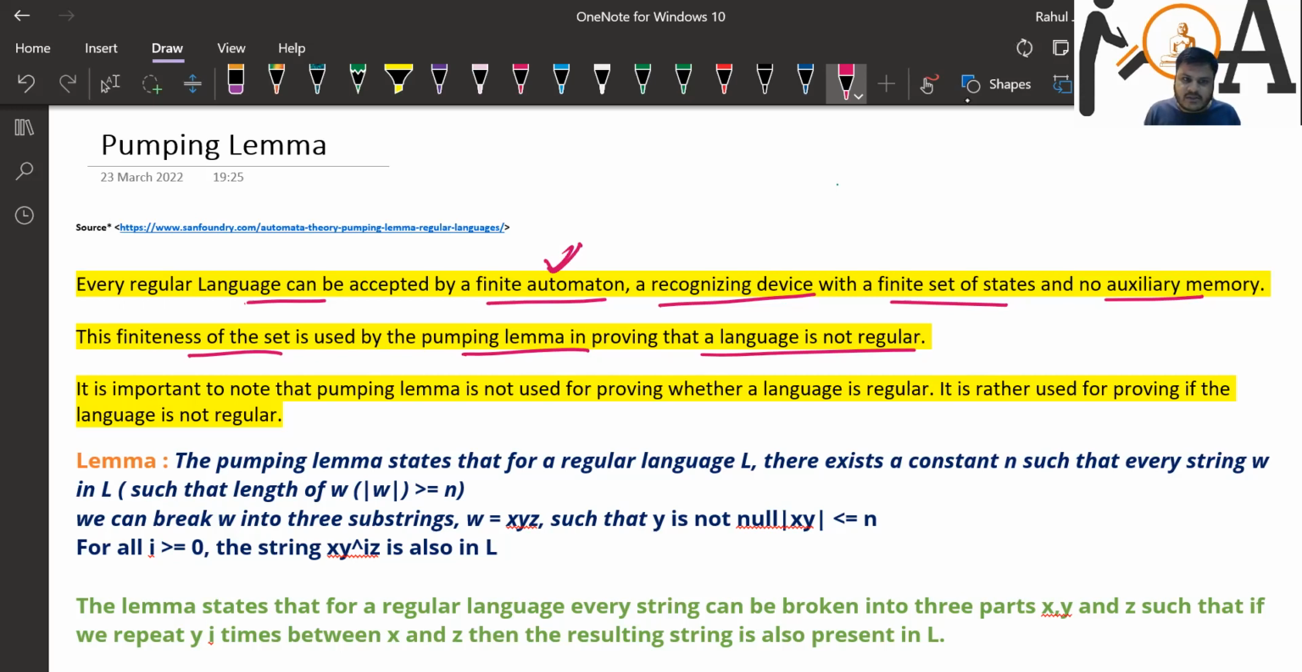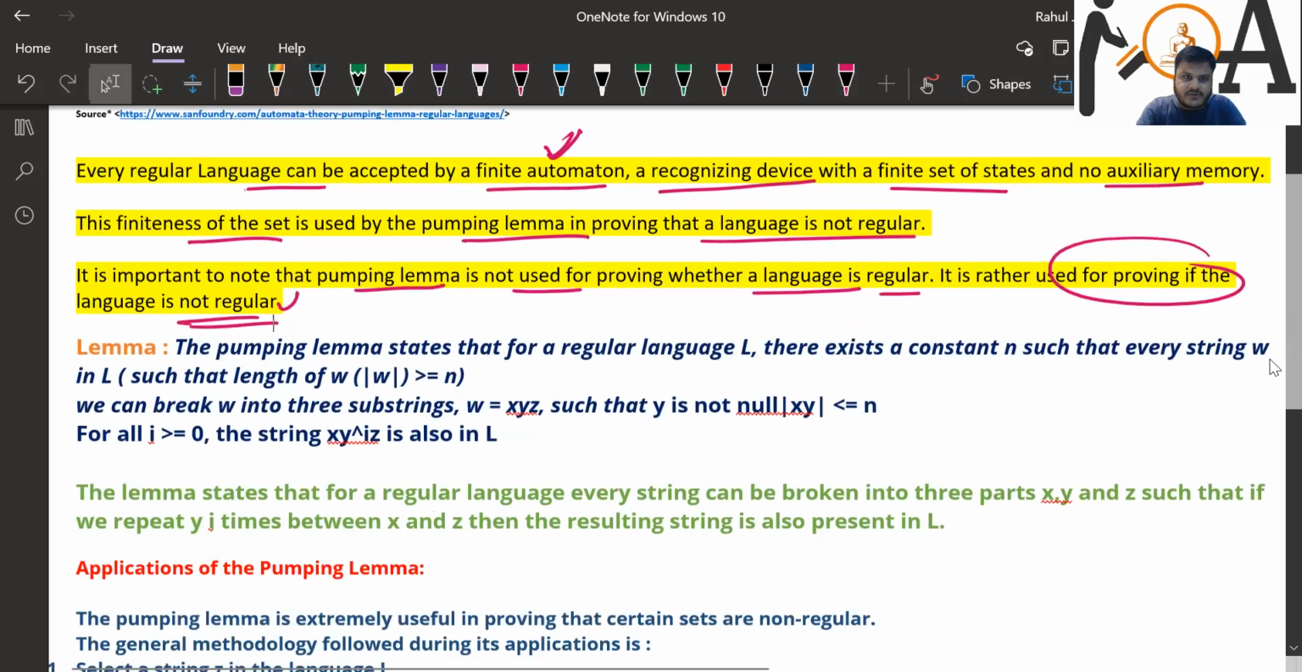It is important to note that the pumping lemma is not used to prove whether a language is regular. It is rather used to prove that the language is not regular. It is only used to prove whether a language is non-regular. Just to prove non-regular as non-regular, we use it. We don't use it in reverse, right? You can't use this lemma to prove any language is regular. You only use it in order to prove that it is non-regular, right? So this one concept should be clear to you.